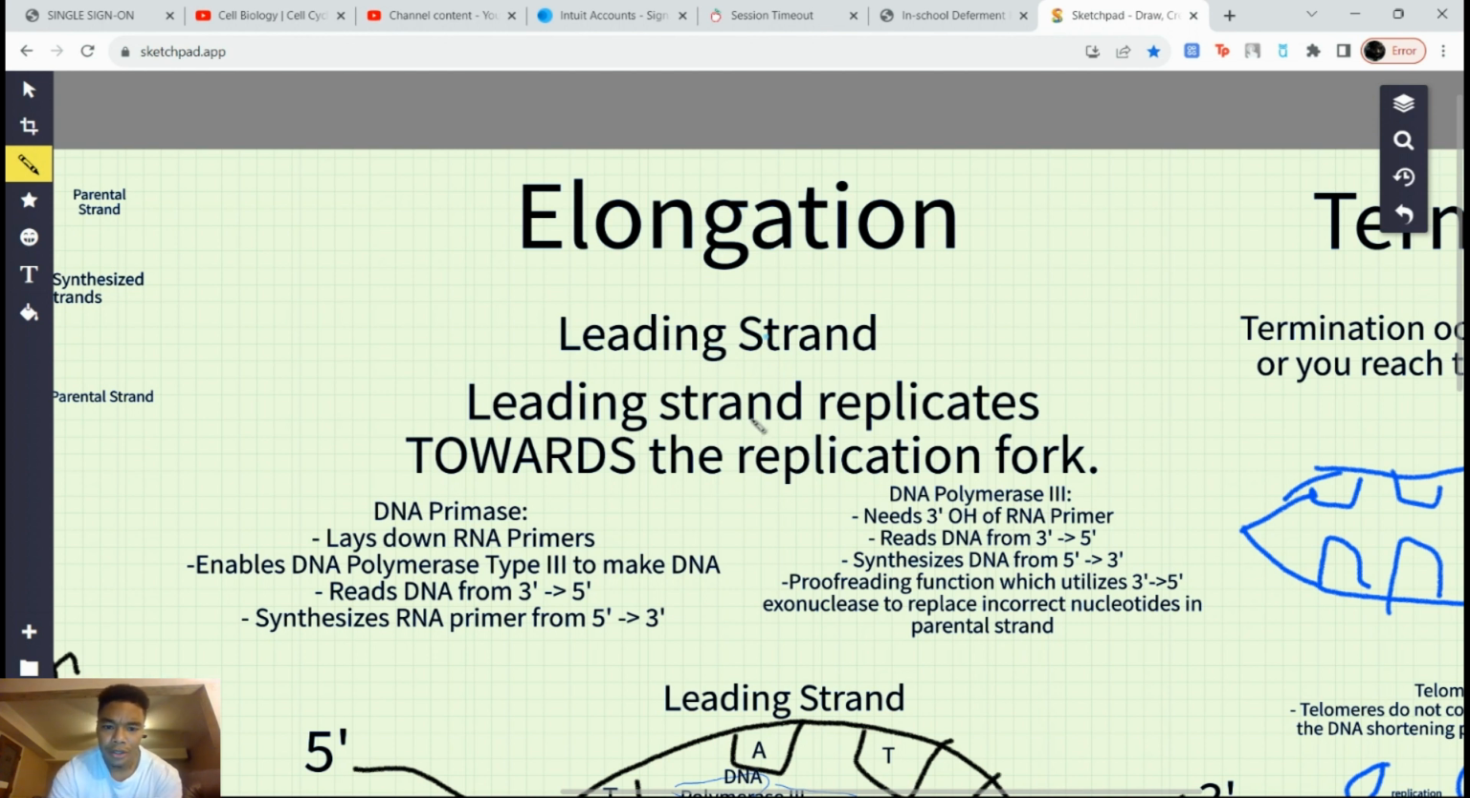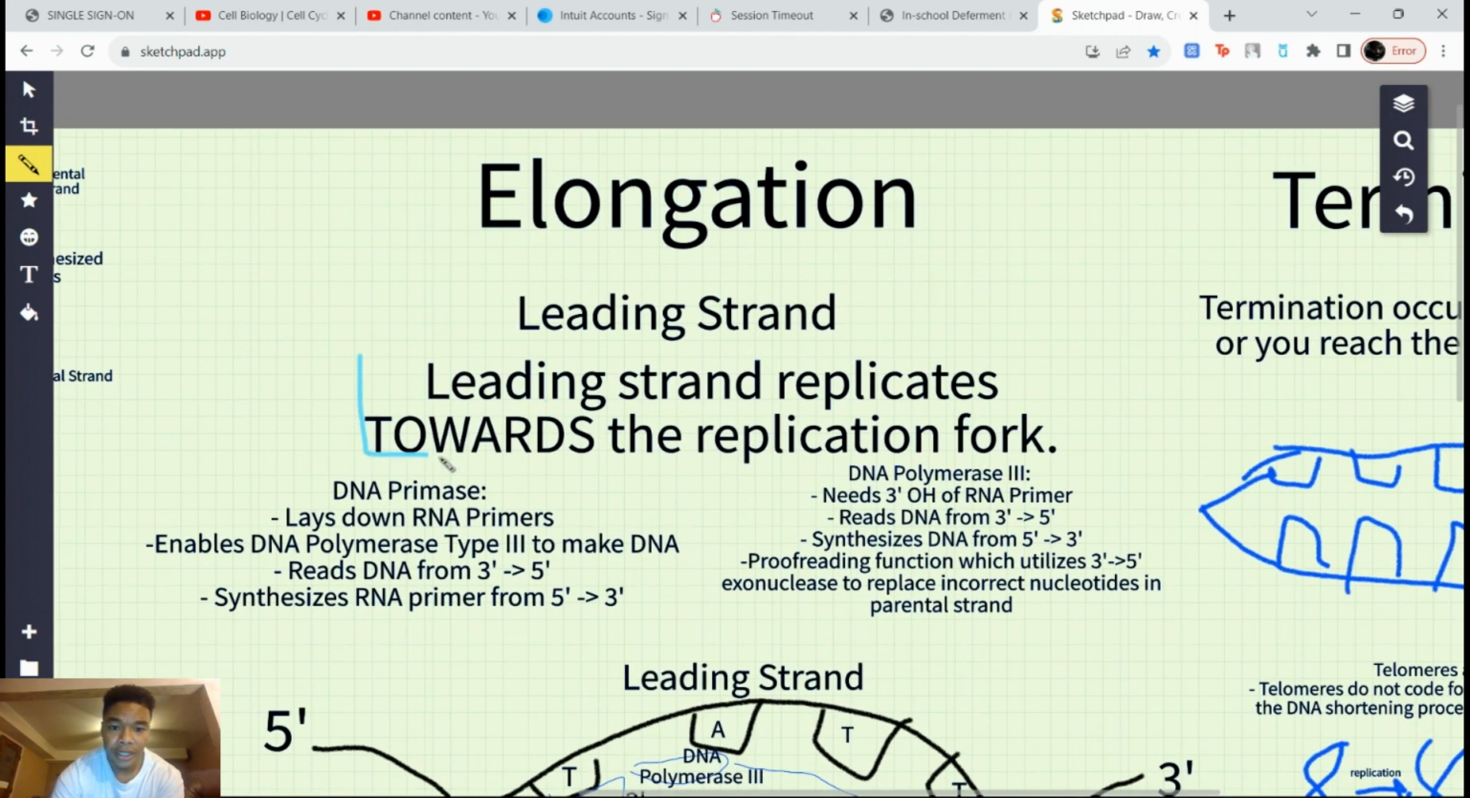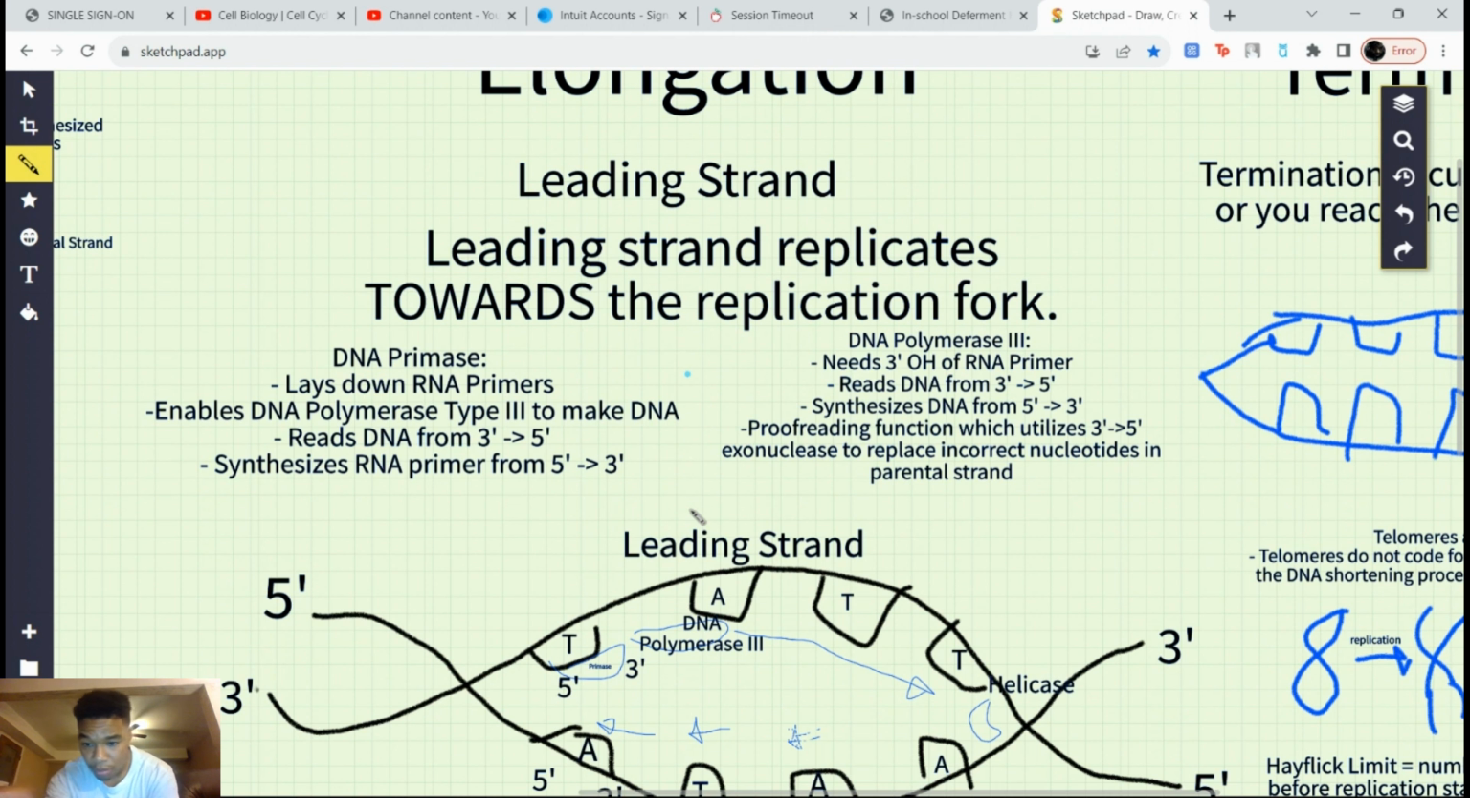So the take home here is that the leading strand replicates towards the replication fork. This is important. It follows the helicase. This helicase is trailblazing through the DNA strand. The leading strand of newly synthesized DNA is being synthesized right behind it. So how does this happen?